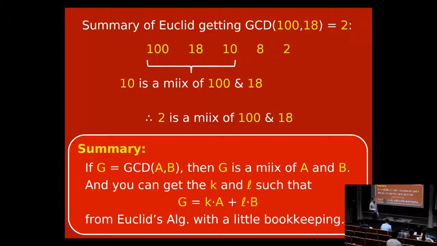OK, so to summarize this bonus of Euclid's algorithm, if you have A and B, their GCD is a mix of A and B, and you can actually find the coefficients that give you that mix in polynomial time. OK, any questions?